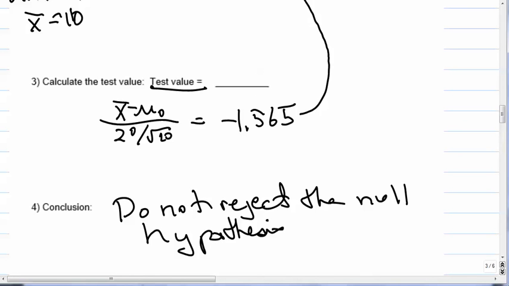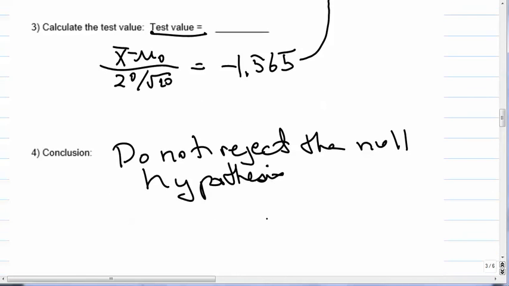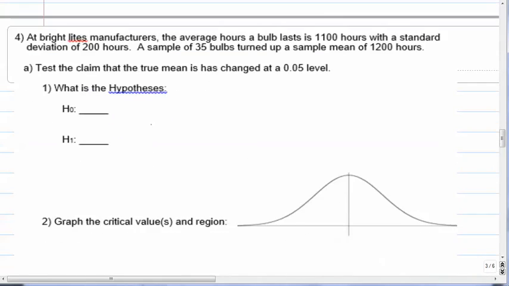All right, moving on to the last problem. In our last problem, the Bright Lights Manufacturing Company has light bulbs that on average last 1,100 hours. The standard deviation is 200. We now take a sample of 35 light bulbs and come up with a mean average life of 1,200. We want to test the claim that the true mean has changed at a level of 0.05. That is, the level of significance is 0.05.